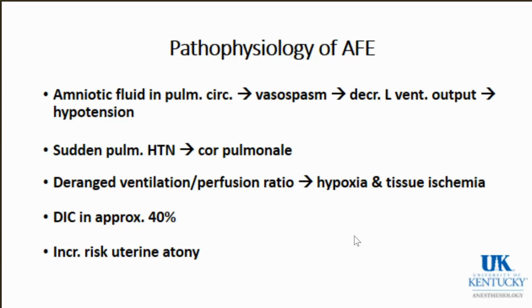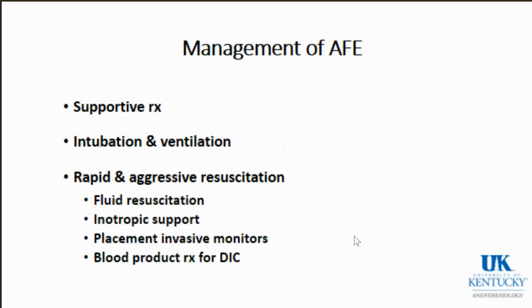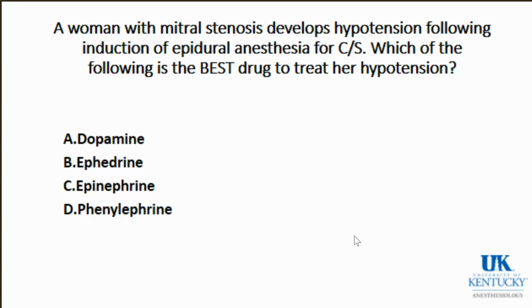Pathophysiology, it's not an actual mechanical obstruction. What happens is that amniotic fluid gets into the pulmonary circulation, causes an intense vasospasm that then leads to your cardiovascular collapse. And about 40% will have DIC. These patients also, on top of everything else, have a higher risk of uterine atony. Management is really supportive. Get the patient intubated, ventilated. They oftentimes will need inotropic support. You may have to deal with DIC also.